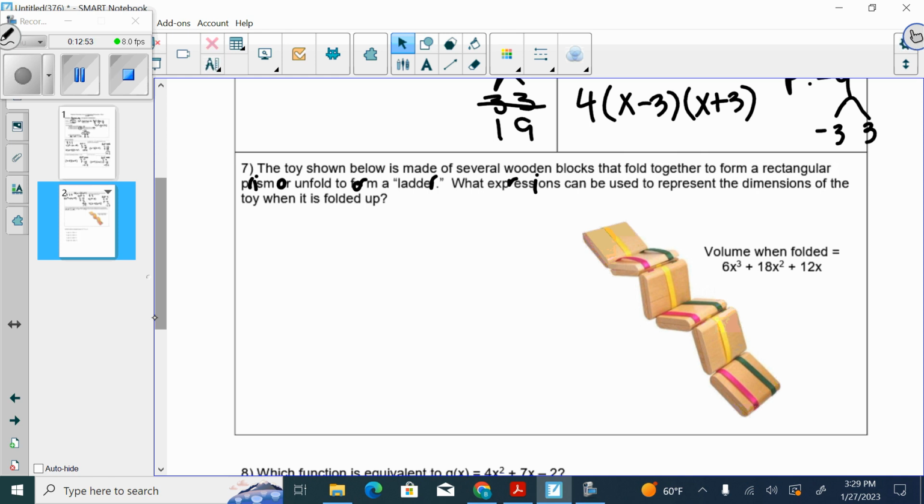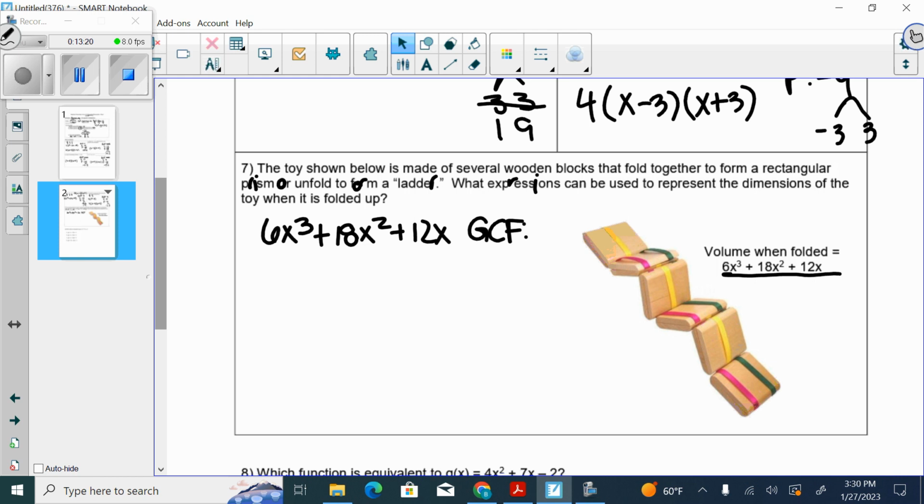Okay, so it tells us over here that this is the volume when folded, right? So they want us to break it down, find the factors. So I've got 6x cubed plus 18x squared plus 12x. What do we look for first? GCF. Good.